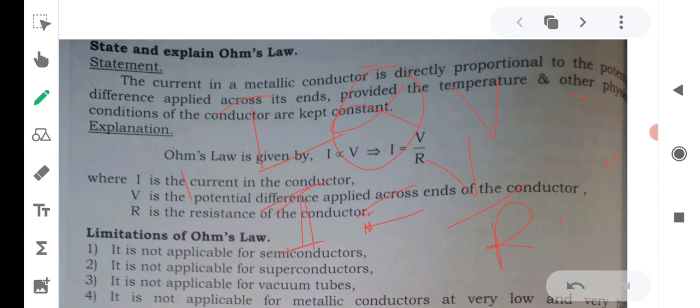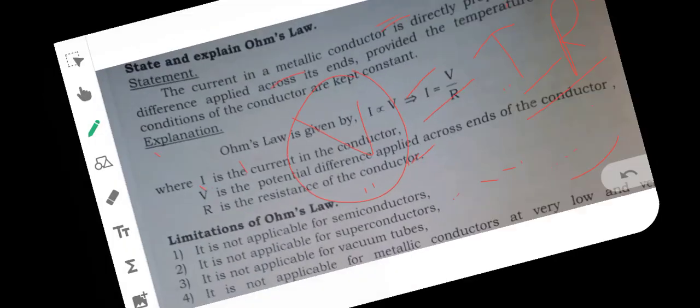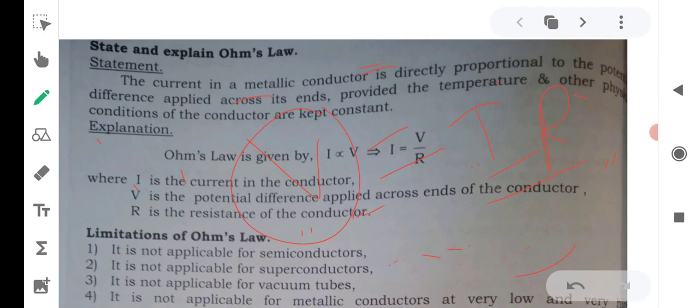Now, I equals V divided by R. R is called the resistance of the conductor, V means the potential difference applied across the ends of the conductor, and I means the current in a metallic conductor. Using this equation, we can write one more formula: V equals I into R. The product of current and resistance gives the potential difference applied across its ends.